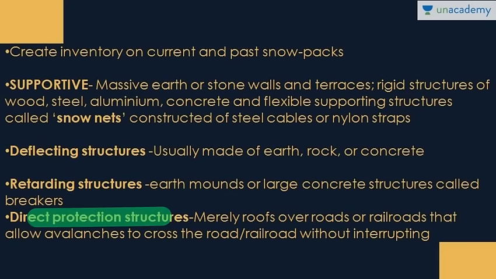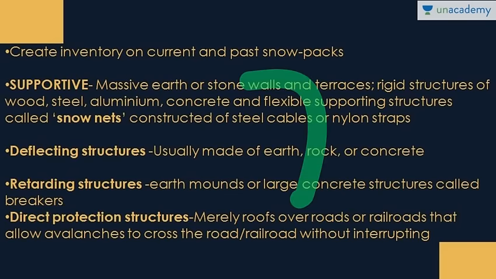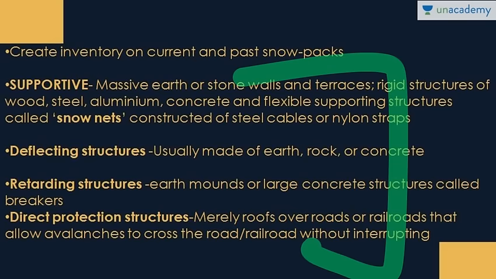Lastly, we have direct protection. This is the last resort in case snow still comes. For example, where you have certain railroads, you can build rooftops over them. Now whenever the avalanche comes, it will pass over the rooftops, not hindering the road and the traffic, and so on. So this is how architecture can help prior to the disaster taking place.